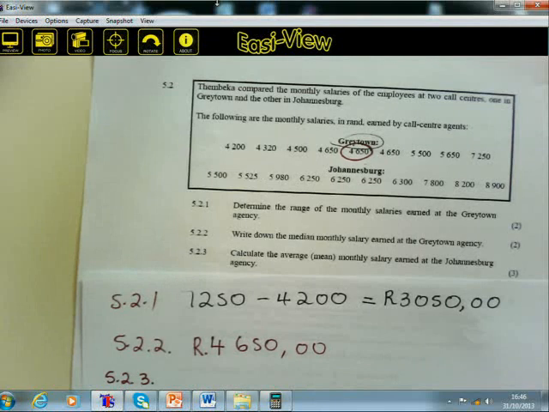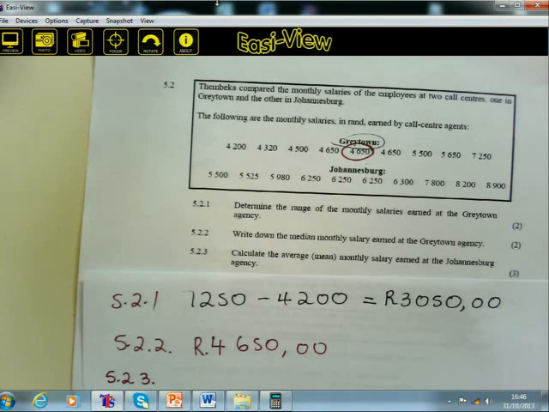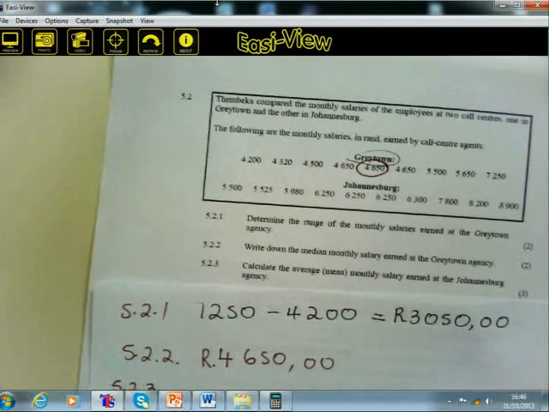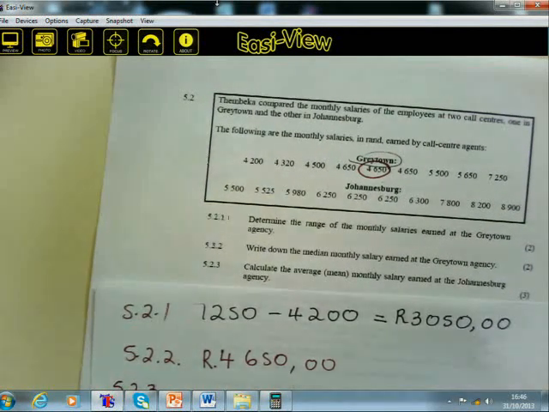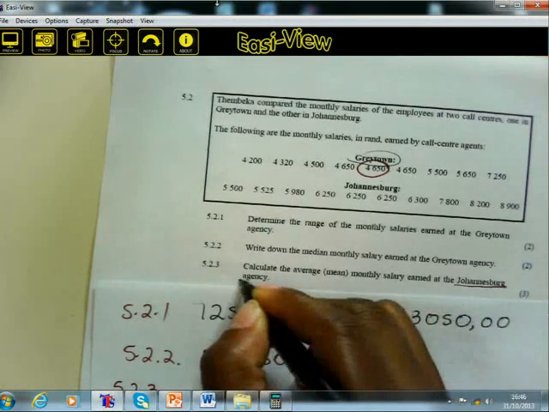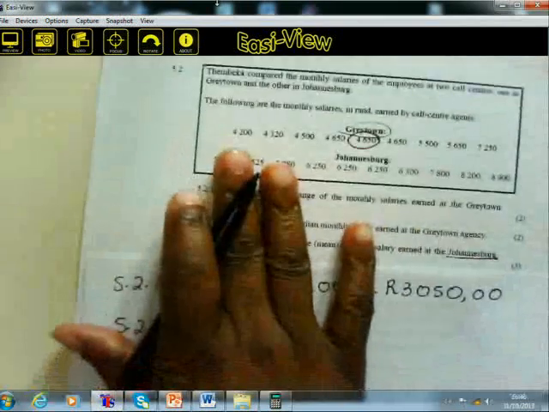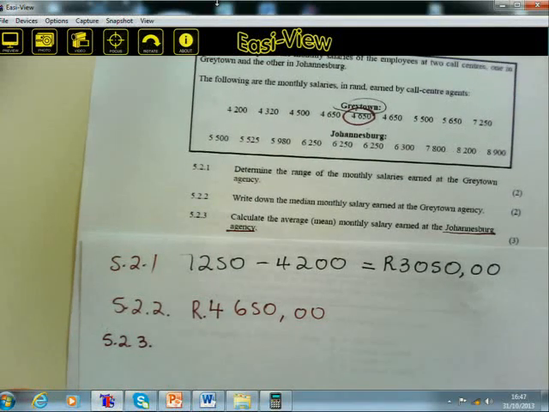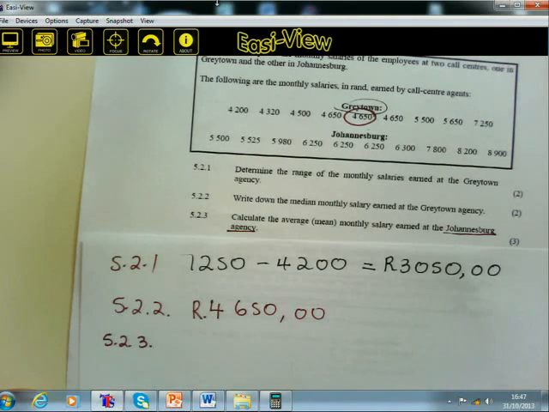5.2.3. Calculate the mean monthly salary at the Johannesburg agency. Because the first 2 questions you were dealing with Greytown, most of you can make a mistake of continuing using the data set of Greytown. But in this case, look at the question. You are to use the data set of Johannesburg agency. Johannesburg agency, how do we calculate the mean? Add all the numbers, divide by the total number of the numbers in the data set.